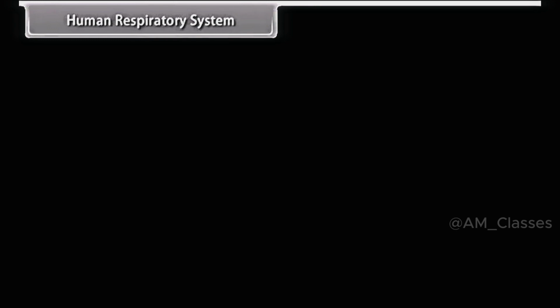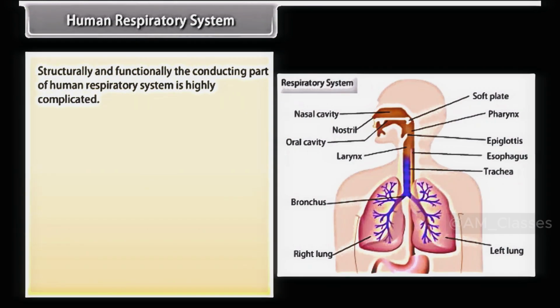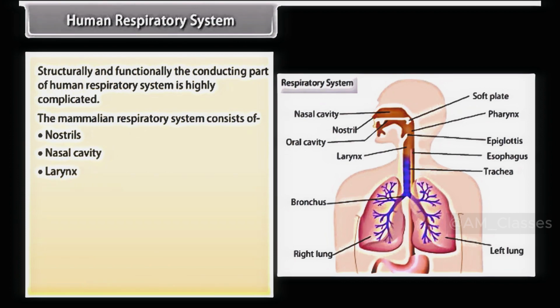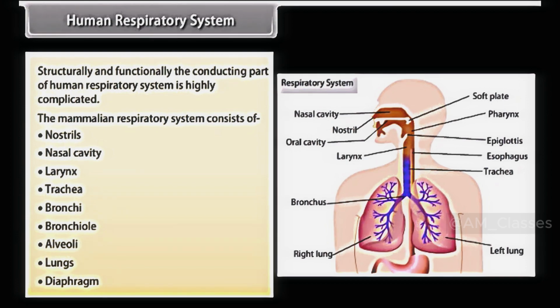Human respiratory system. Structurally and functionally, the conducting part of the human respiratory system is highly complicated. The mammalian respiratory system consists of nostrils, nasal cavity, larynx, trachea, bronchi, bronchioles, alveoli, lungs, and diaphragm.